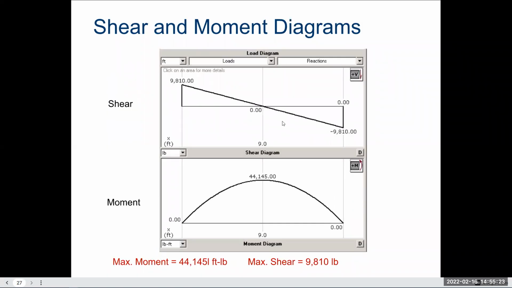And these are the answers for what you should be able to find. The shear is going to be 9,810 pounds on both sides. And then you can figure out the maximum moment should have come up to about 44,145 foot-pounds. All right, so again, I will stop the recording here. The next video will give you more of a rundown of the activity.